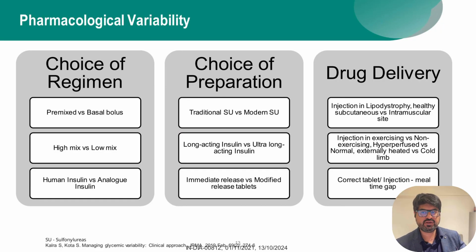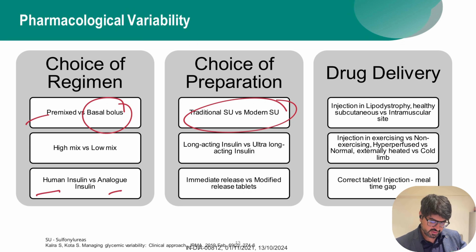What about pharmacological causes? We already discussed a bit of it. In terms of insulin, when you use a basal insulin or a basal bolus, the glycemic variability is less. With premix insulin, the glycemic variability is more. If you're using a regular insulin versus analog insulin, the glycemic variability is less with analogs. In terms of preparation, sulfonylureas increase the risk of glycemic variability, especially the traditional SUs. Amongst basal insulins, the ultra long acting basal insulin tends to produce less glycemic variability. Again, you have immediate release versus modified release formulation, and immediate release formulation produces more glycemic variability.